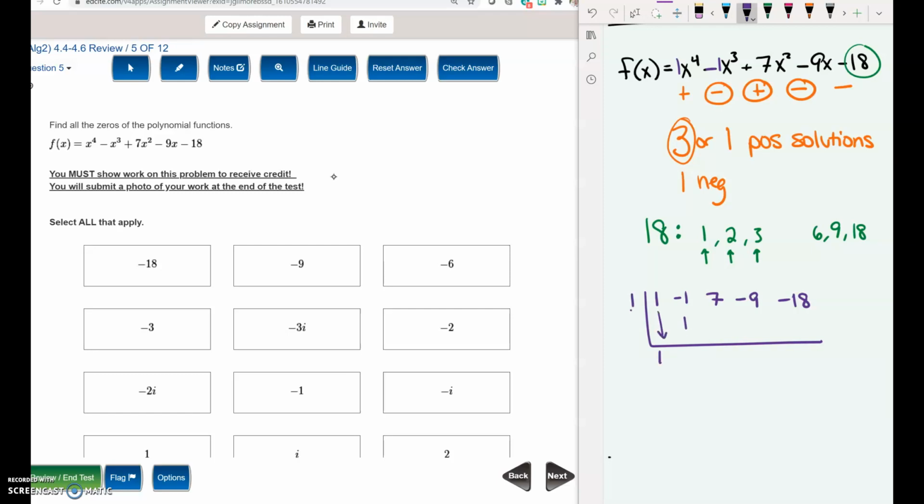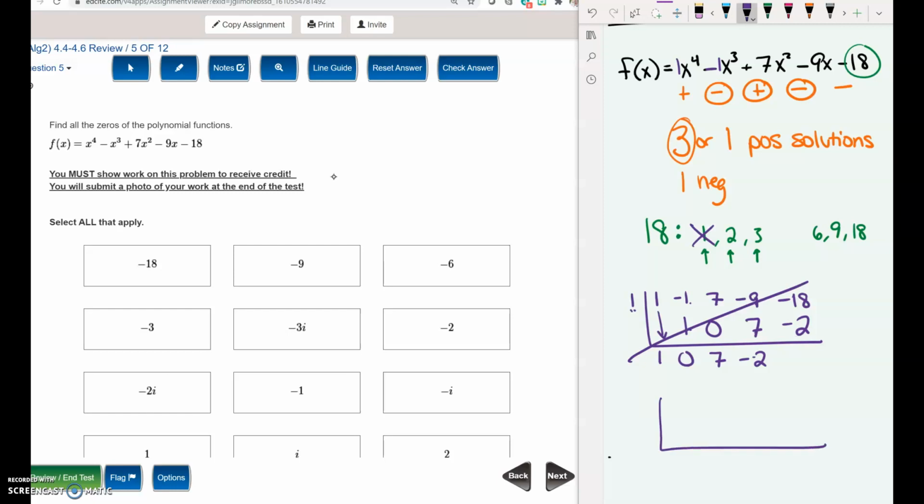Multiply, 1 times 1 is 1. Add these to get 0. 1 times 0 is 0. Add these to get 7. 1 times 7 is 7. Add them to get negative 2. 1 times negative 2 is negative 2. I honestly don't care what this number is. I just know that it is not 0, and that means that 1 did not work.